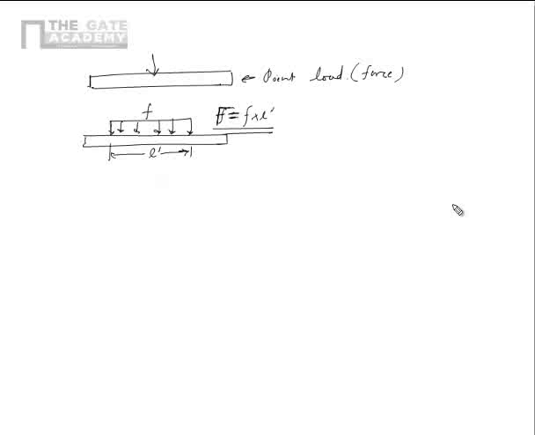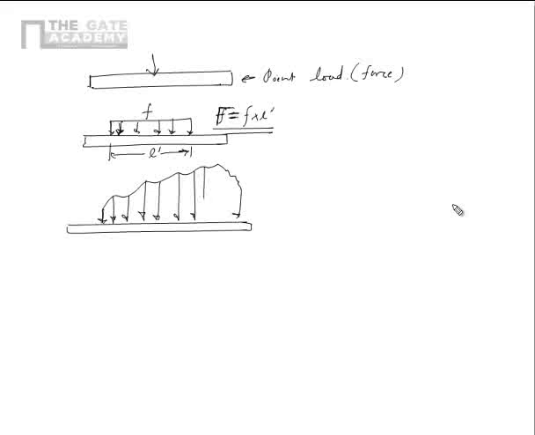The distributed force can be uniformly distributed like this, wherein each intensity is equal, or it can be a non-uniformly distributed load, where its intensity varies like this. So here it is low, here it is higher, again lower, then much higher, then again slightly lower, then much higher, then lower, changing like this. In this case, the total force has to be figured out by integrating the intensity over the whole length. This is called a non-uniformly distributed load.